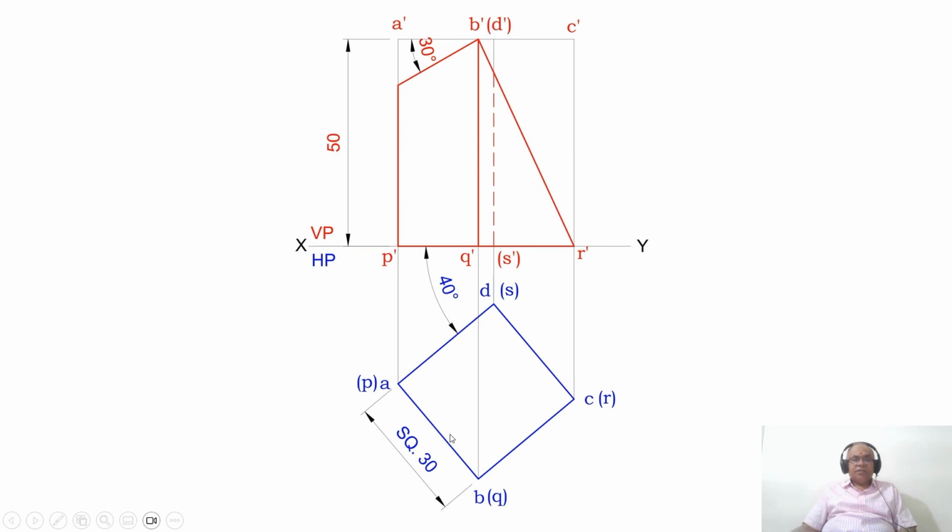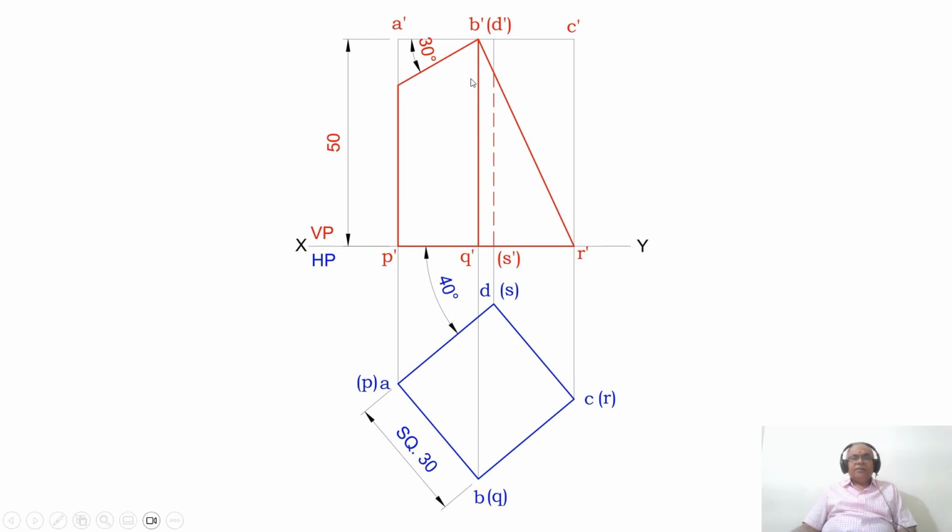Then you mark these points. As you look from the front view, ABC is near to the observer, so A dash, B dash, C dash is visible and D is away from the observer, therefore D dash will be in bracket. Similarly, PQR is near to the observer, therefore P dash, Q dash, R dash is visible and S dash is away from the observer, so it will be in bracket.